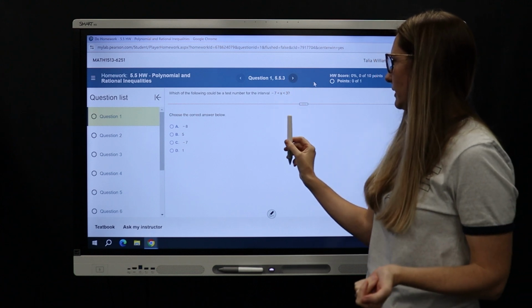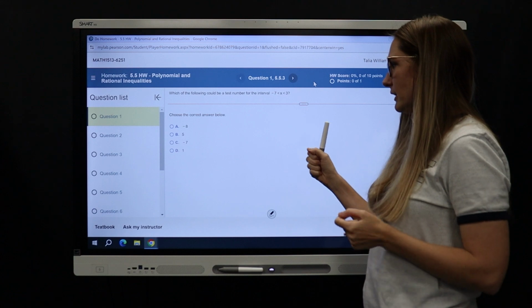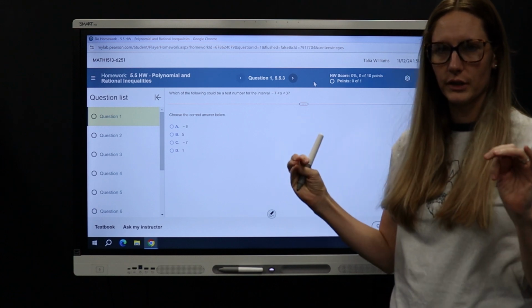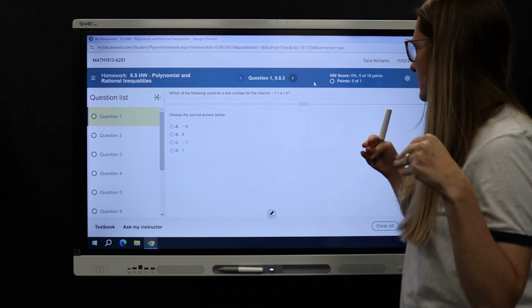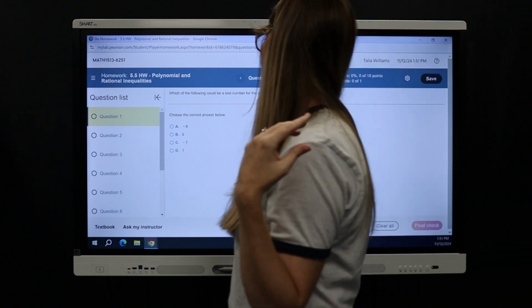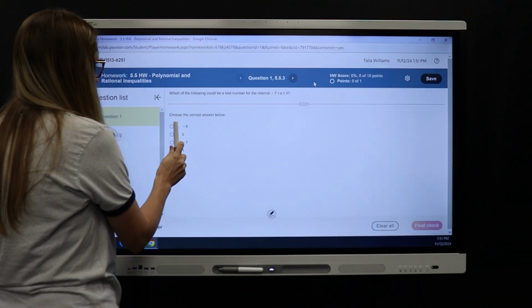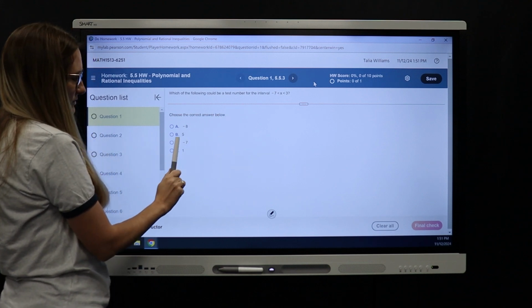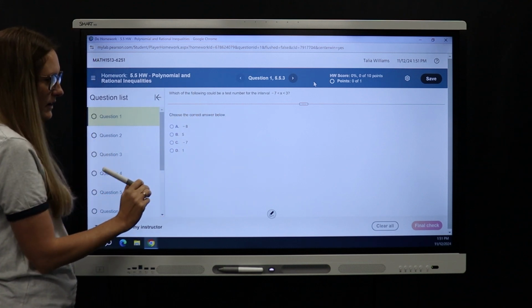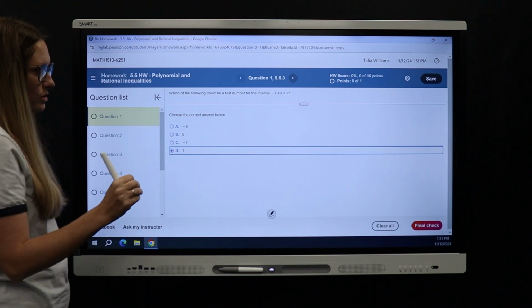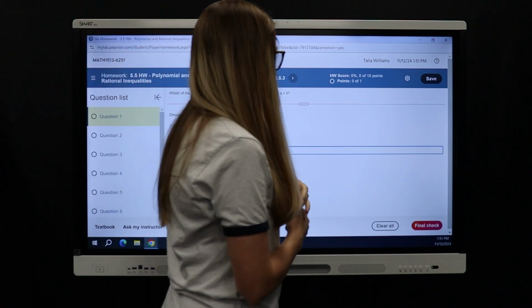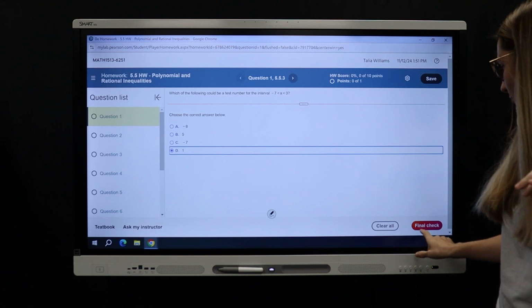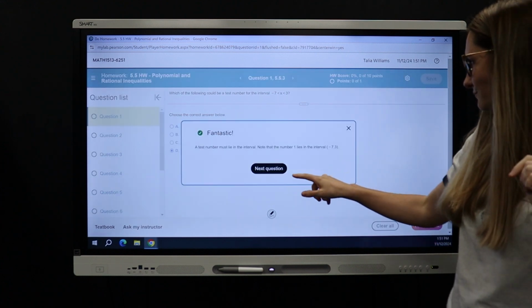What they're saying is we need a number between -7 and 3. It cannot be -7 or 3 for when we're testing these later on. So a number that is between -7 and 3. -8 is less than that. 5 is greater than that. -7 is one of the test values. So the only one that actually works would be 1. That's very important when we're going through this lesson.